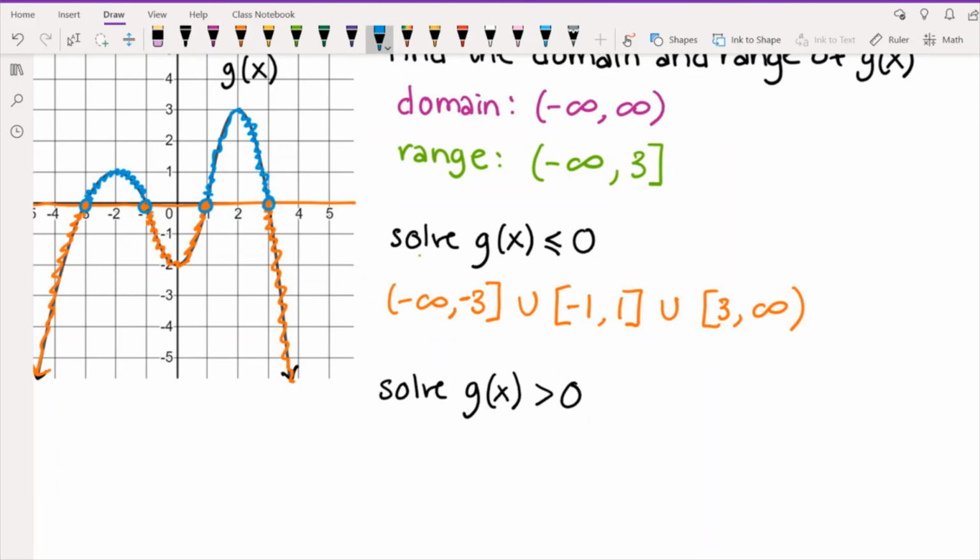And so what are the x values of those parts of the graph we shaded in? Well, they're everything from negative 3 to negative 1, I keep forgetting the negative signs, not including negative 3 or negative 1. And then it's everything from 1 to 3, not including 1 and 3.